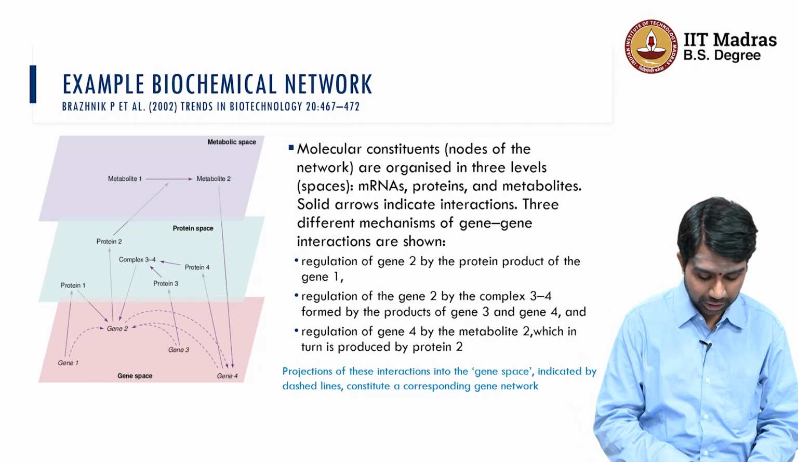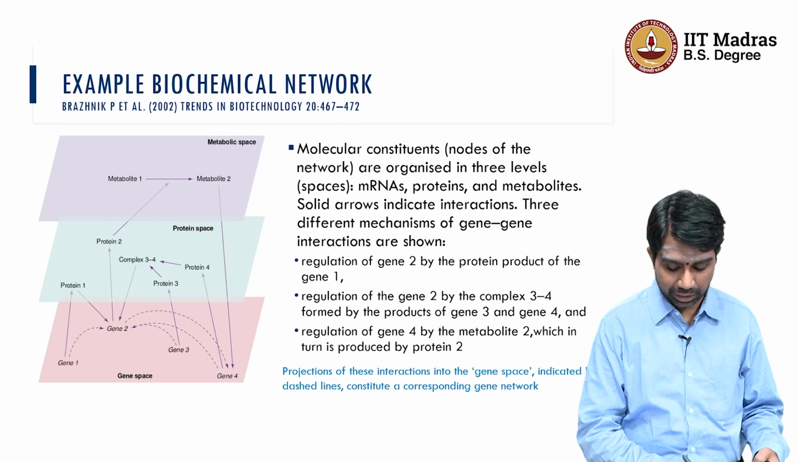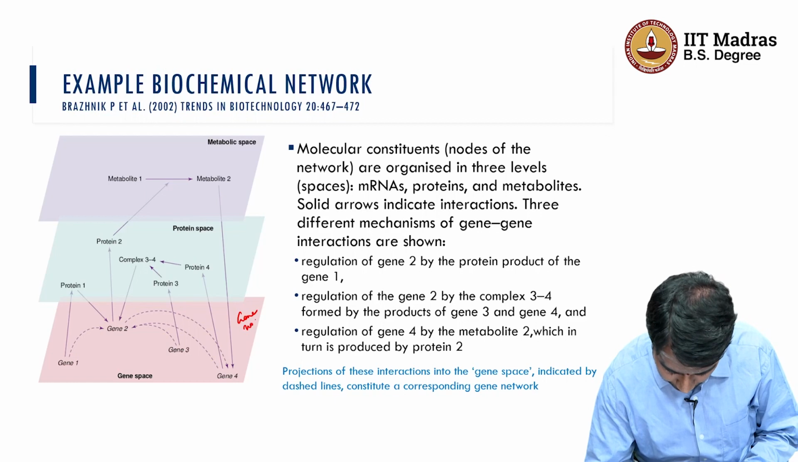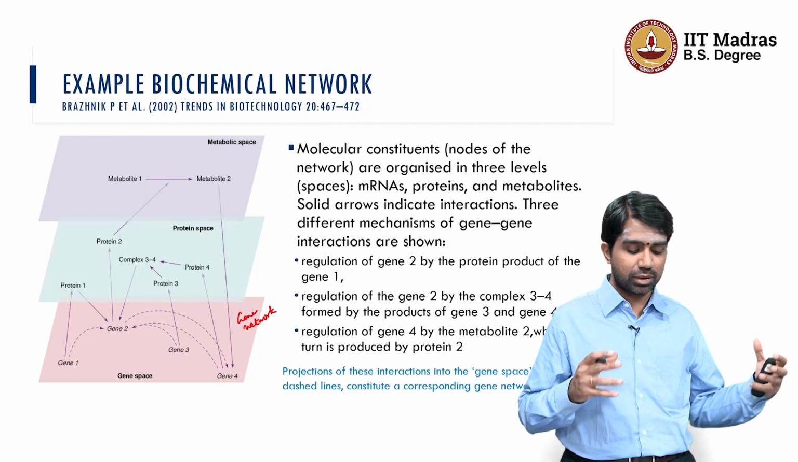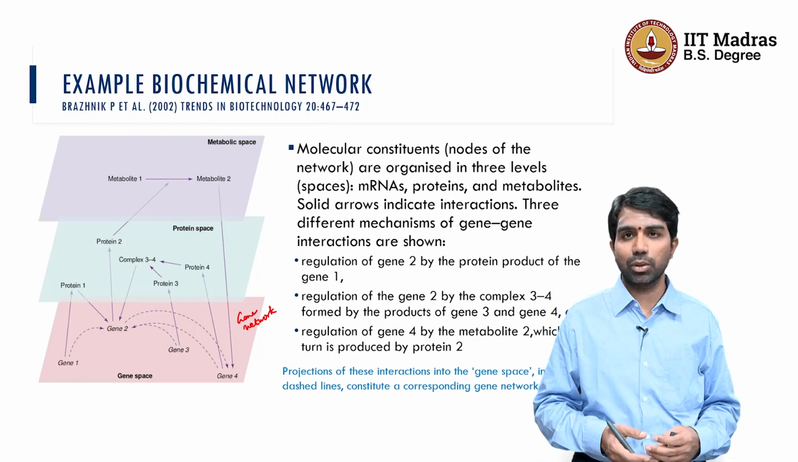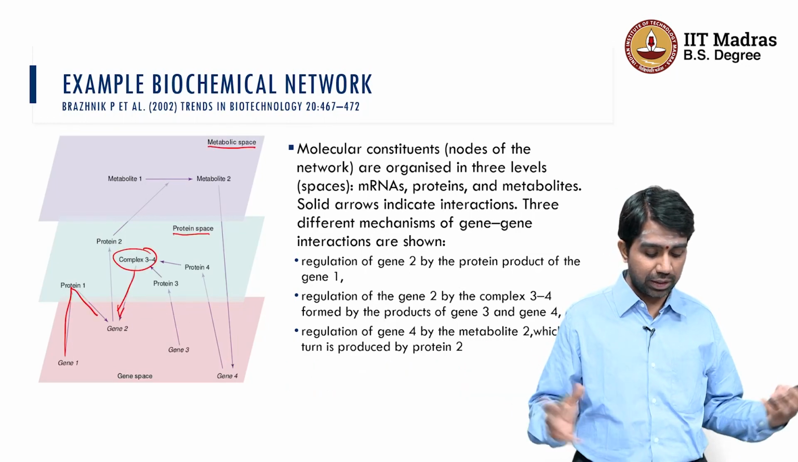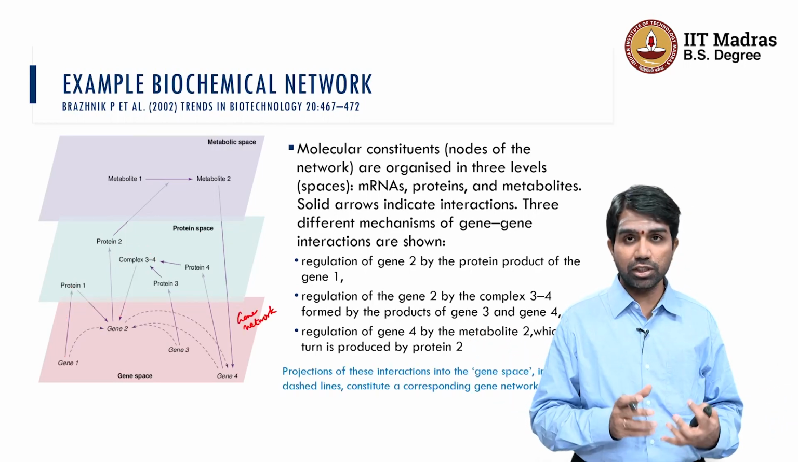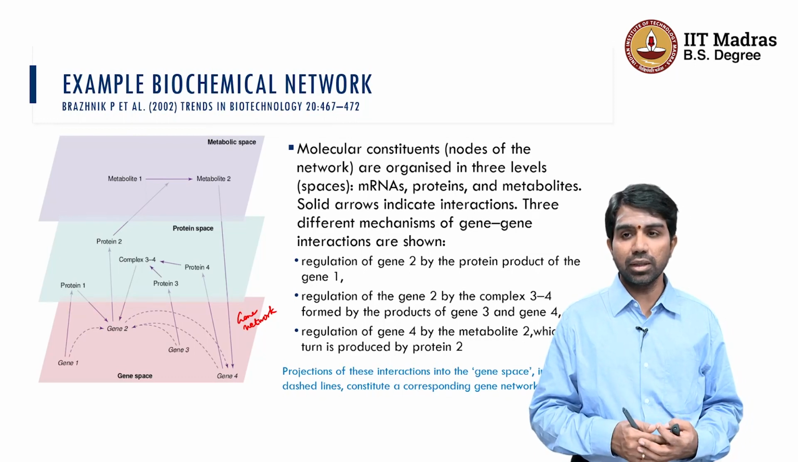And now you project all of these. The projections of all these interactions into the gene space are indicated by dashed lines, and this is your gene network. Now you see that gene 2 is very important because it is highly regulated by genes 1, 3 and 4 and so on. So you have all these interesting inferences that you can make, which are not very obvious when you look at this more complex picture. But the moment you switch to this picture of the gene network, you are able to see a lot more and appreciate what is actually going on in the network.